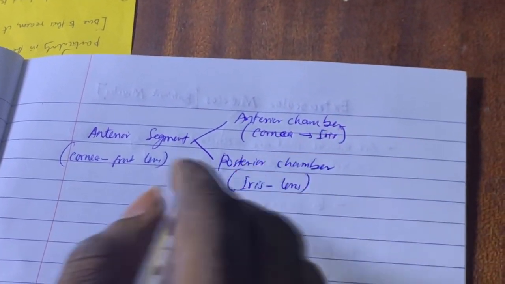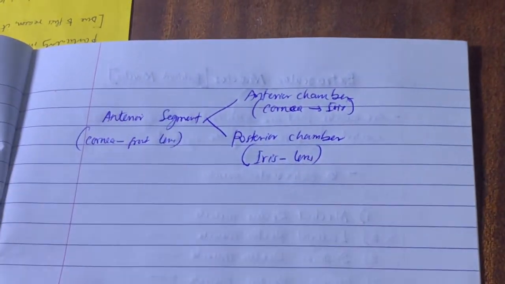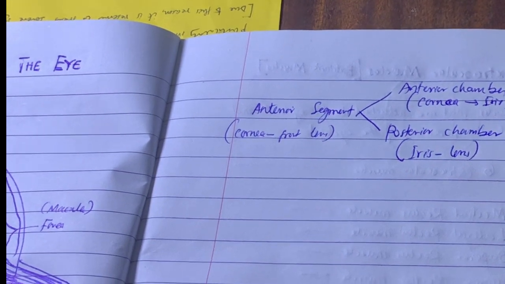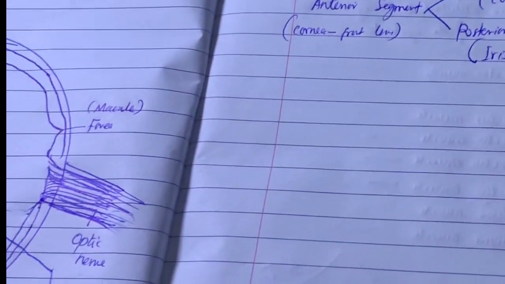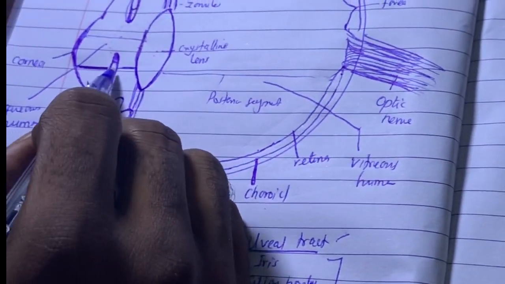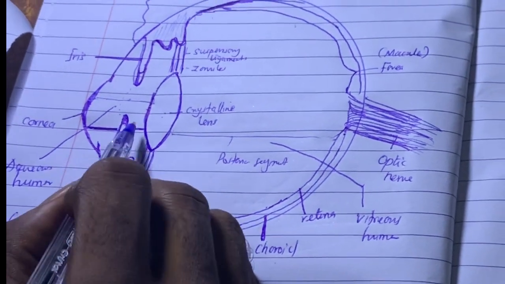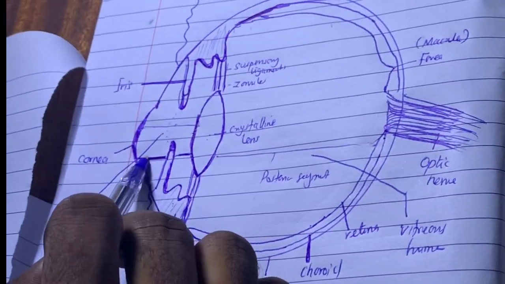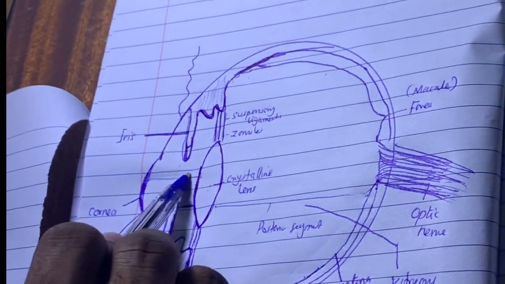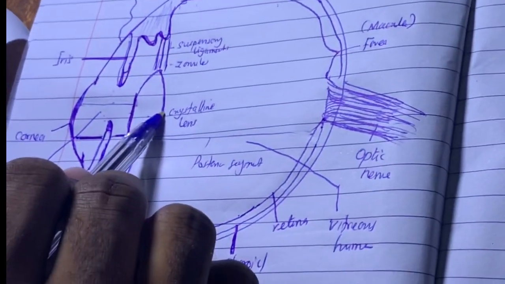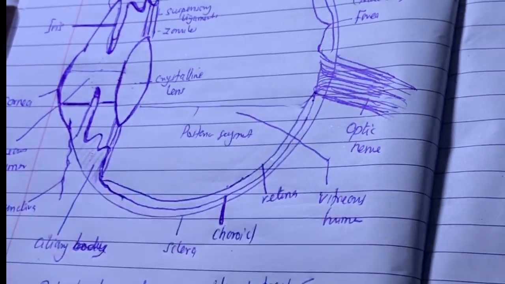So the anterior chamber is between the cornea and the iris, and the posterior chamber is between the iris and the lens. That is the anterior segment, and behind the lens to the retina is the posterior segment.